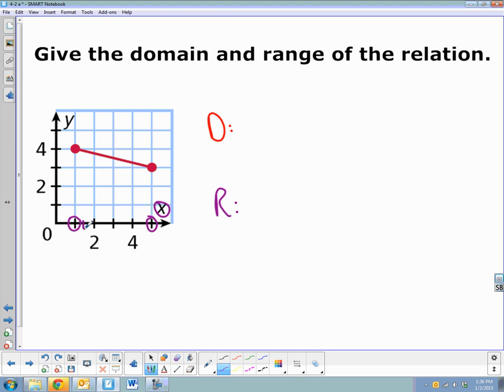1.5 works, 2.5 works, 2 1/4 works, 2.1 works, 1.0111001 works. We have all these decimal points in between. All these x values work between 1 and 5. They all get a result. They all come up and hit the graph at some point. So the way we show that is by saying that x could be between 1 and 5.